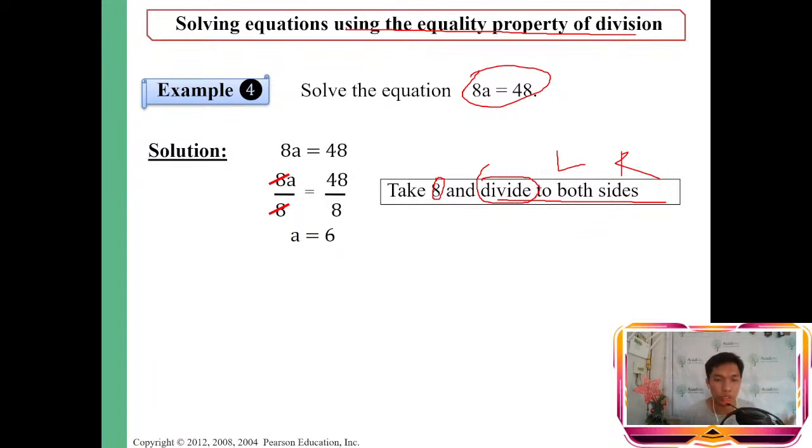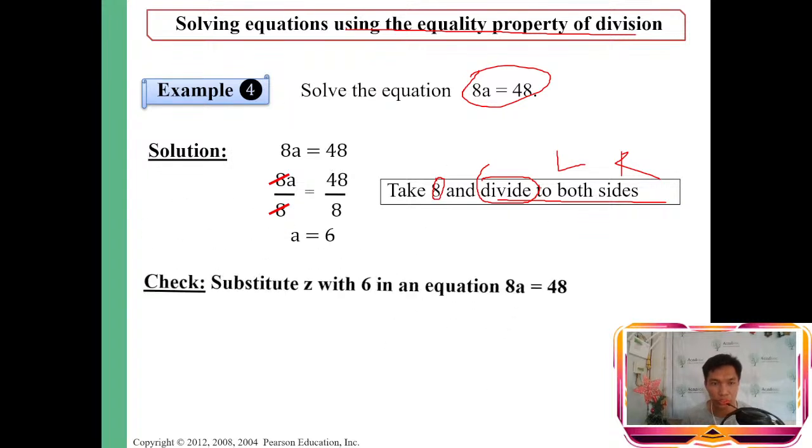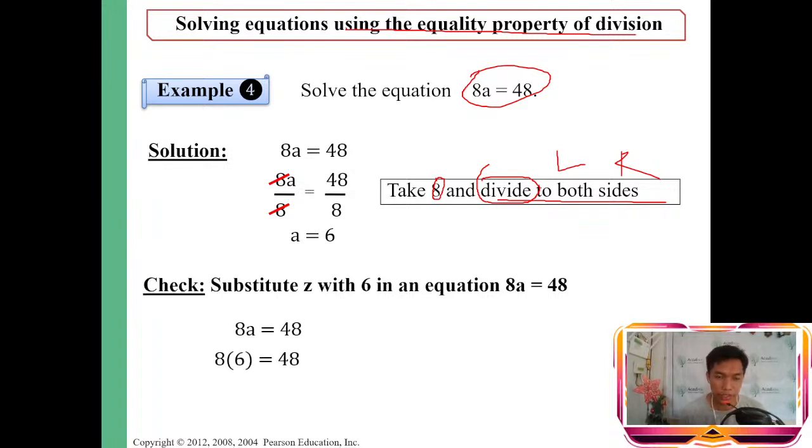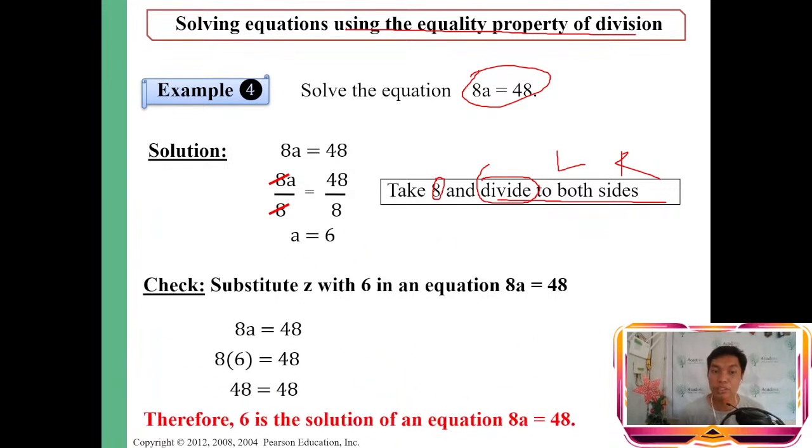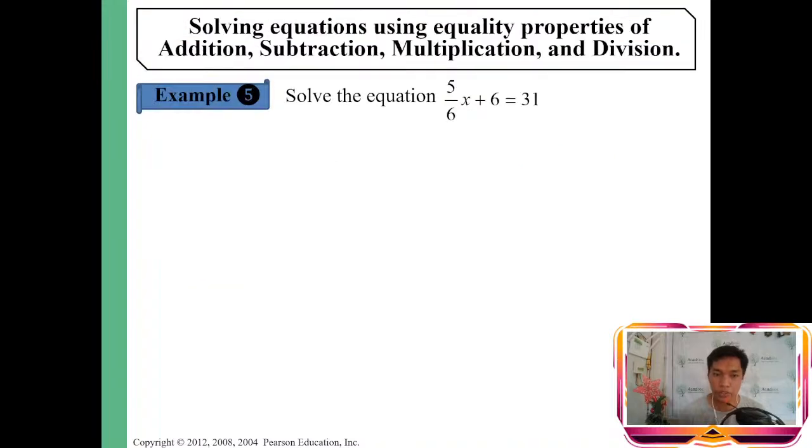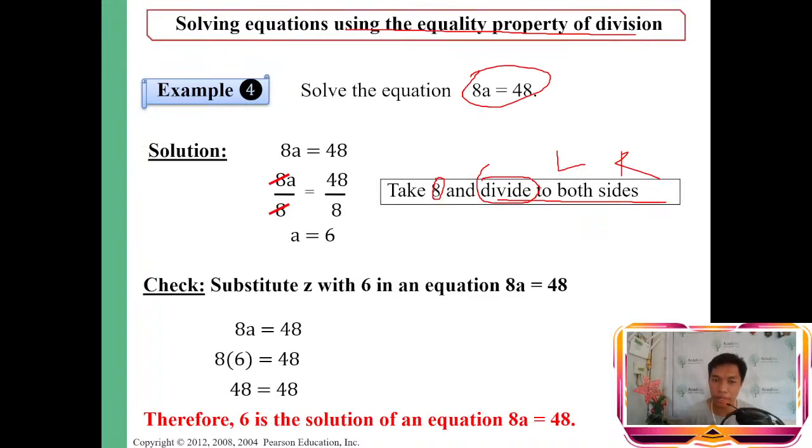How do we check? If a is equal to 6, we change the a into 6, and then like this, 8 times 6 equals 48, so it means true. So it is correct. All right, so that's the end of our lesson.